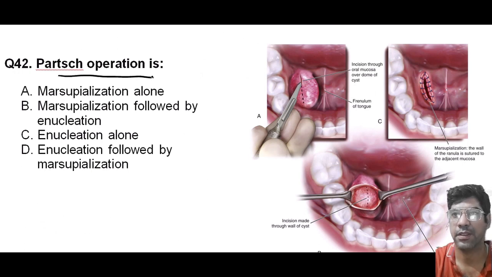Partsch operation is marsupialization alone. Marsupialization is a surgical procedure in which the cystic cavity, suppose this one is the cyst, the cavity of the cyst is opened and its walls are sutured to the edges of the oral mucosa. So that will create a drainage pathway into the oral cavity.